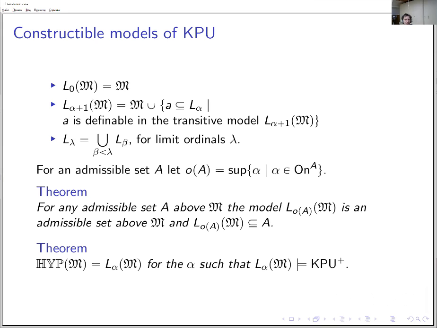Okay, so for an admissible set A, let O(A) be the order type of the ordinals in this admissible set, or basically the supremum of all ordinals that are elements of the set. Okay, so now actually constructible.